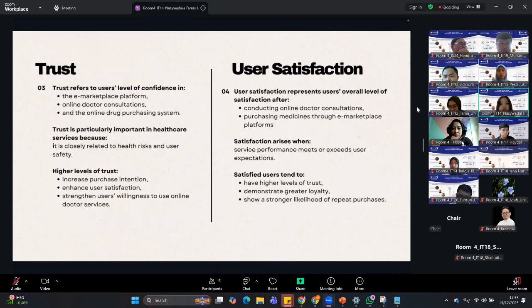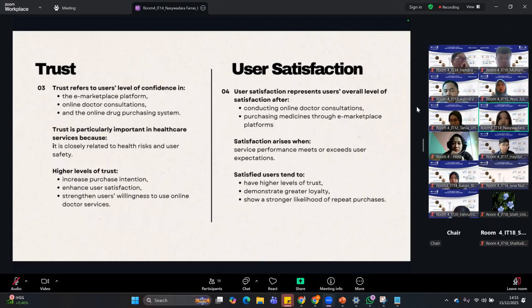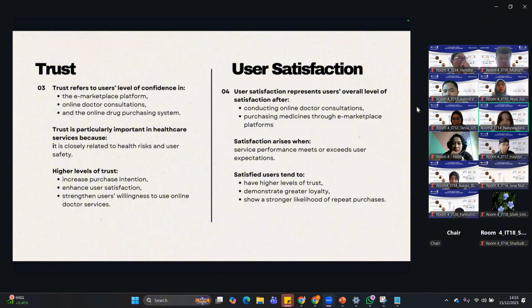For the third one, there's trust. Trust refers to user level of confidence in e-marketplace platforms, online doctor consultation, and the online drug purchasing system. Higher trust levels significantly increase purchase intention, user satisfaction, and users' willingness to use online doctor services.